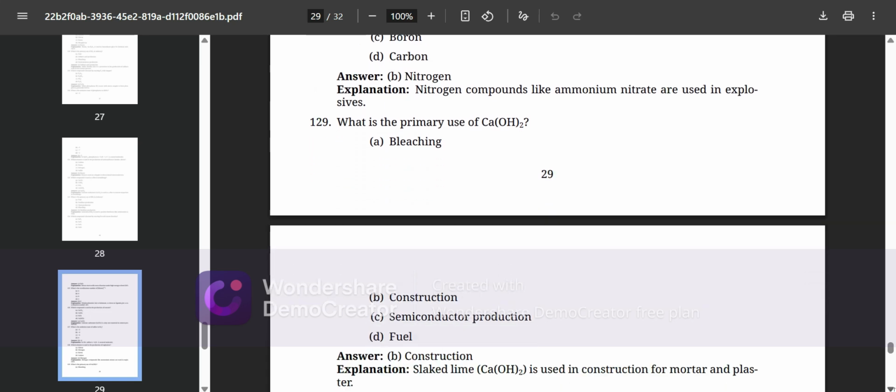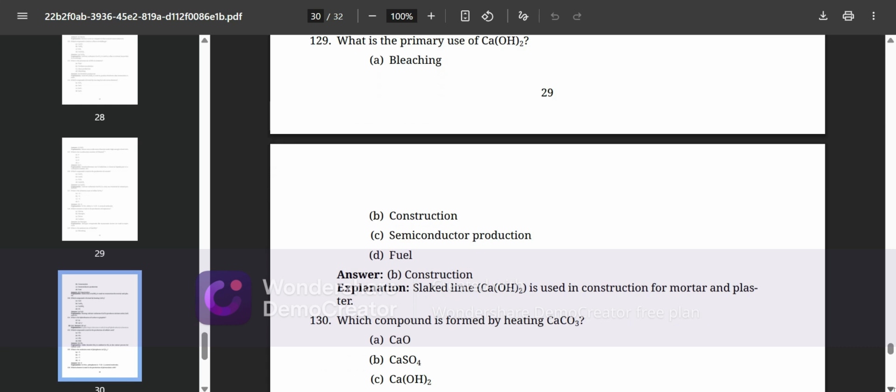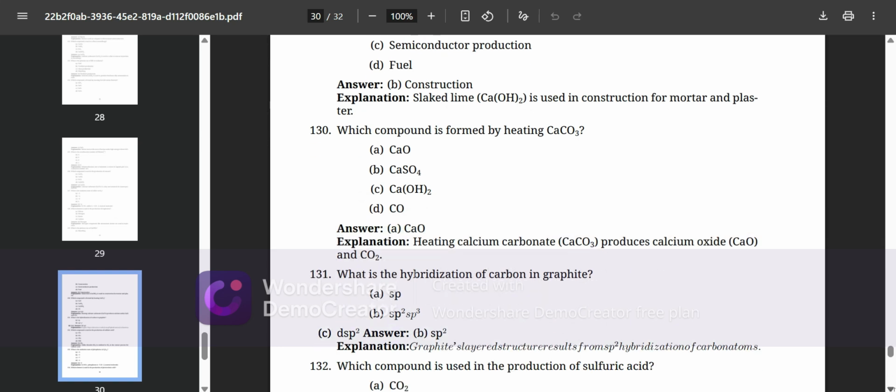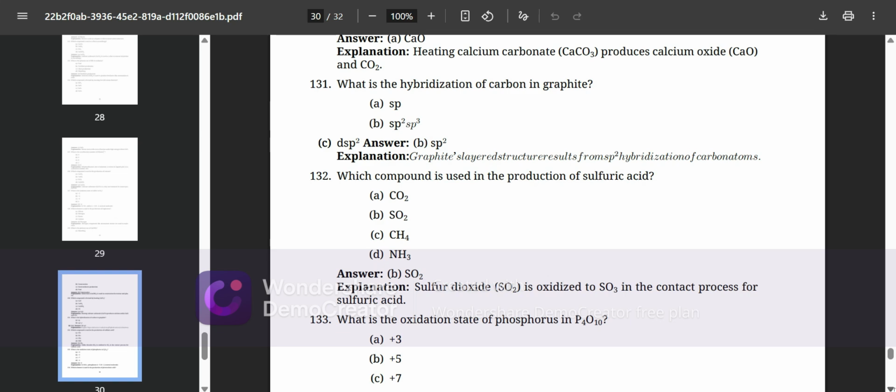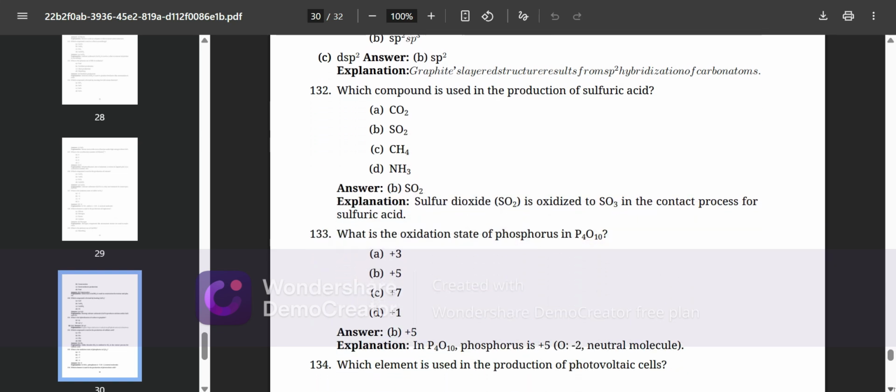What is the primary use of Ca(OH)2 in construction? Slaked lime Ca(OH)2 is used in construction for mortar and plaster. Which compound is formed by heating CaCO3? CaO. Heating calcium carbonate CaCO3 produces calcium oxide CaO and carbon dioxide. What is the hybridization of carbon in graphite? sp2.